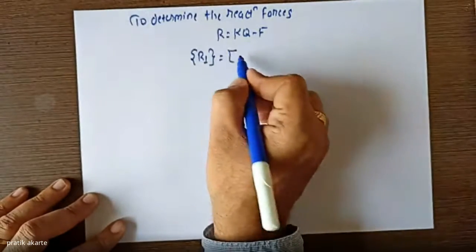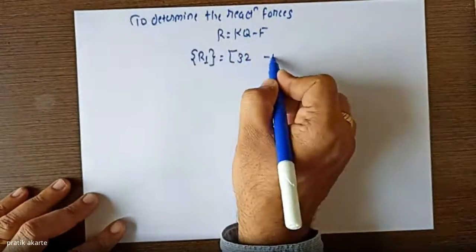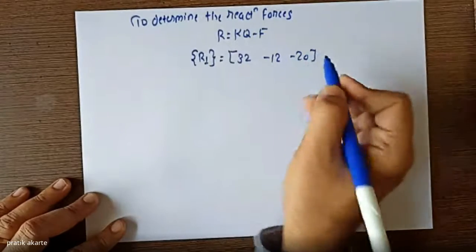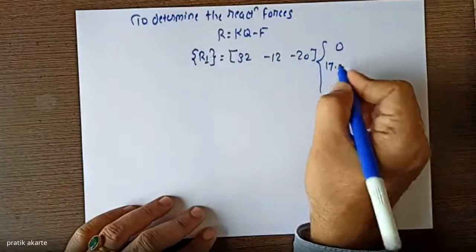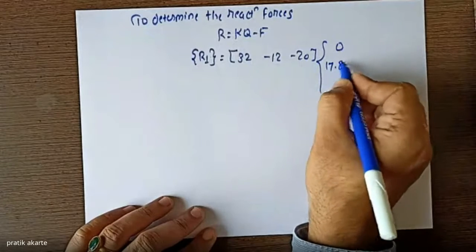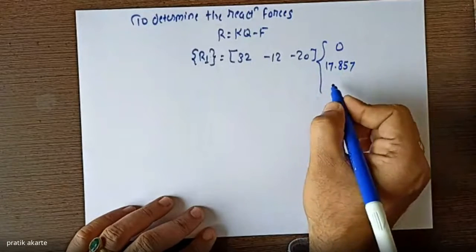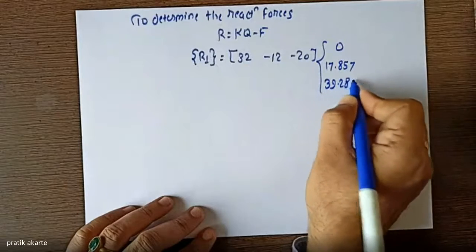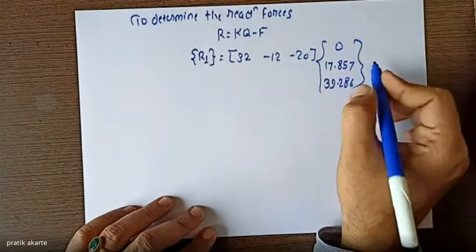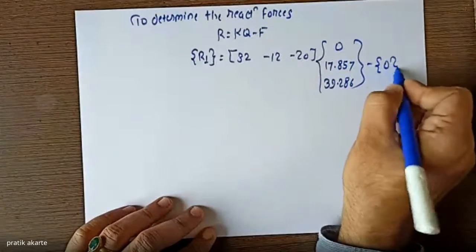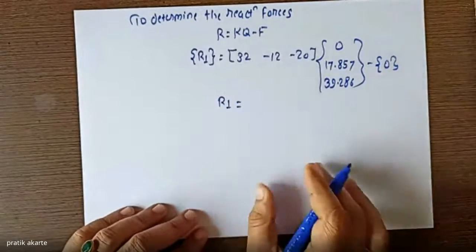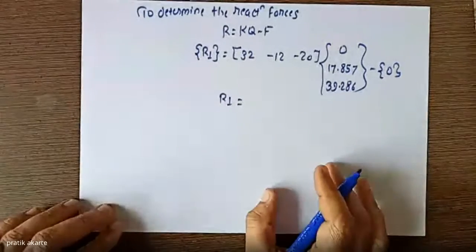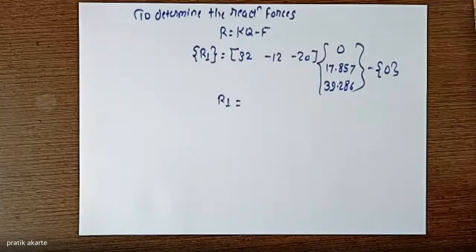So it is 32, minus 12, minus 20, times 0, 17.857, 39.286, minus 0. Find out the reaction. Use your calculators and find out the reaction R1 by simply multiplying this matrix.